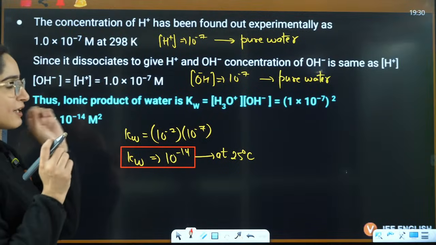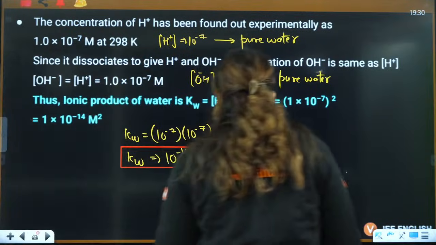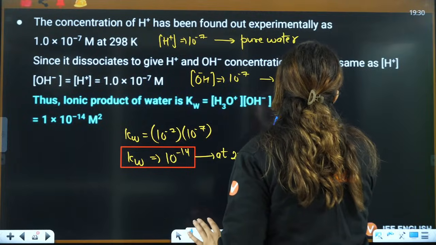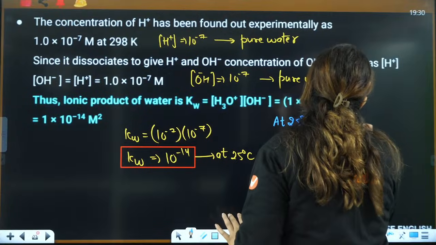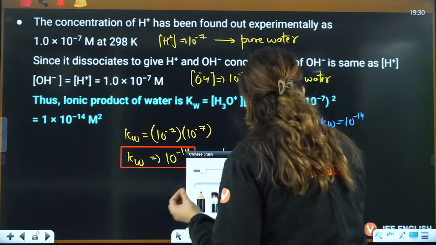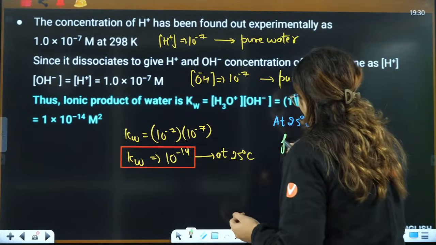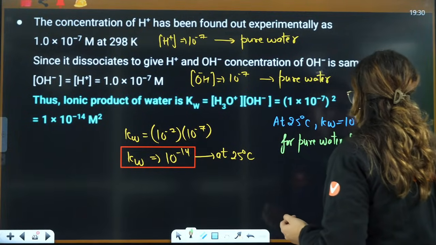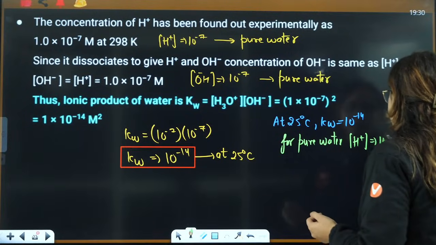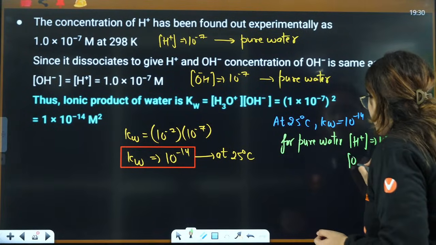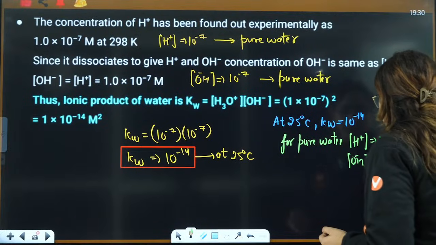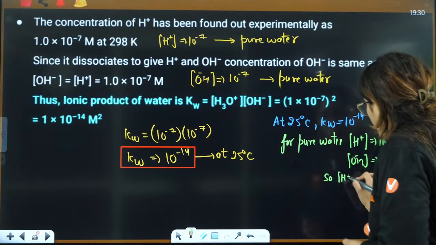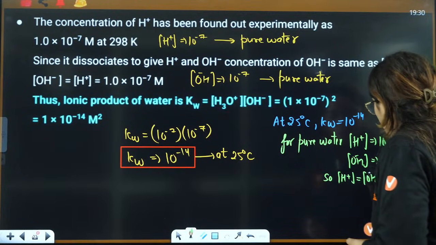At 25 degrees Celsius, Kw is fixed. I'm writing, at 25 degrees Celsius, Kw is always 10 raised to minus 14. For pure water, H positive concentration will be 10 raised to minus 7 and OH negative concentration will be 10 raised to minus 7, right? So H positive and OH negative concentrations are equal, right?